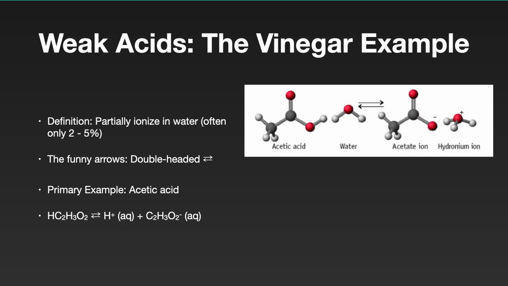Now, most acids in the world are actually weak acids. The big one to remember for this class is acetic acid, which makes up about 5% of vinegar. Notice that its formula starts with an H to show it's an acid, but when it dissolves, we use these funny double-headed arrows. This indicates that the reaction goes both ways, and that most of the solution actually stays as intact acetic acid molecules rather than breaking into ions.